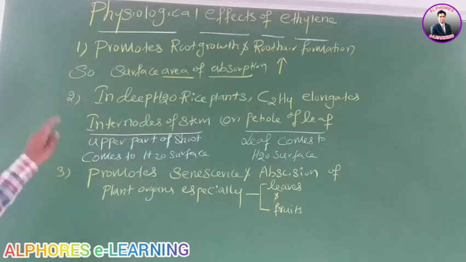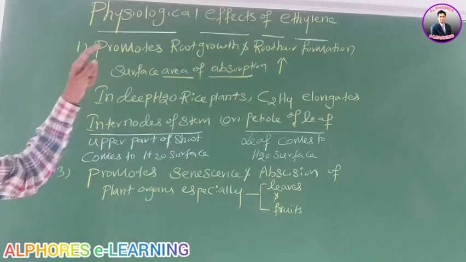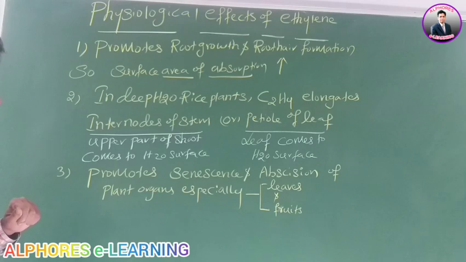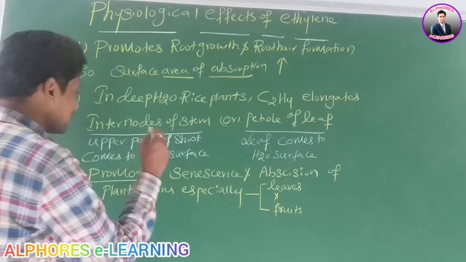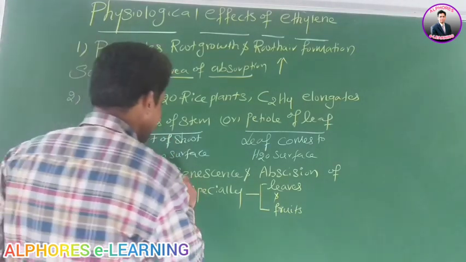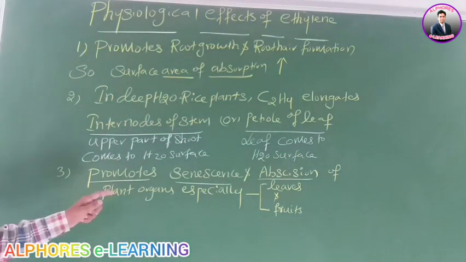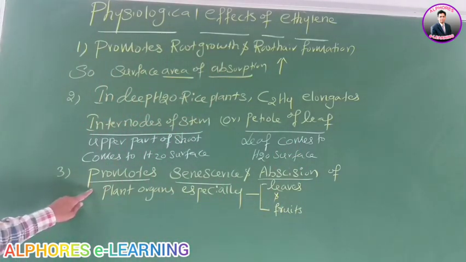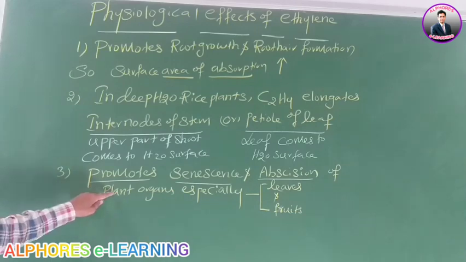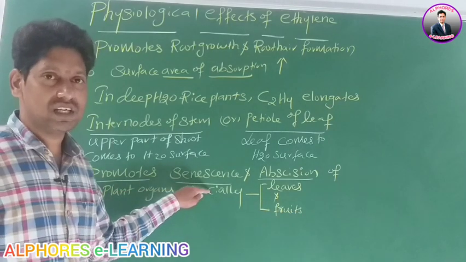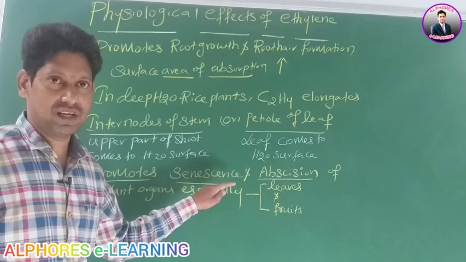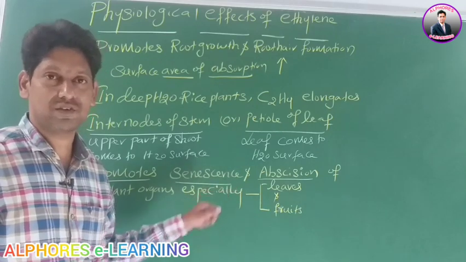Right? Therefore, sir, we are discussing physiological effects of what, sir? Ethylene. Sir, this ethylene promotes what, sir? It promotes senescence and abscission of what and what? Plant organs, especially leaves and fruits. Especially what, sir? Leaves and fruits, right?